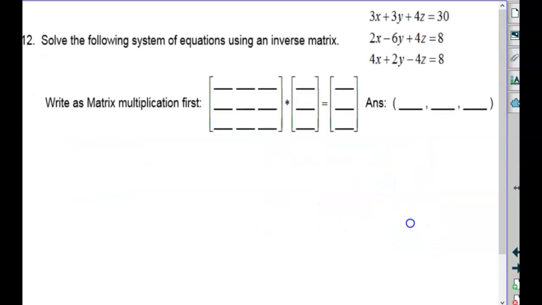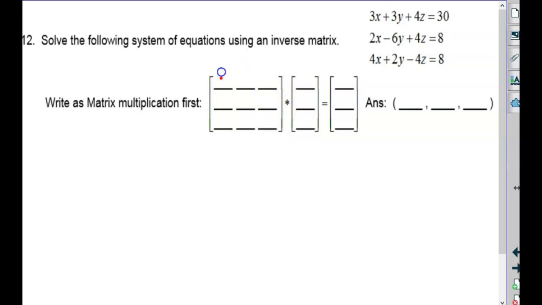Number 12, solve the following using an inverse. Okay. Am I going to know how you solved? I'm not going to know how you solved. So if you want to do RREF, you can, but you need to write it as though you were going to do it this way. I'm going to do it the way it says to, but okay.